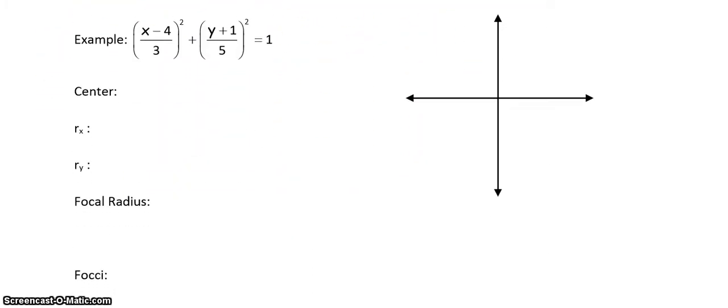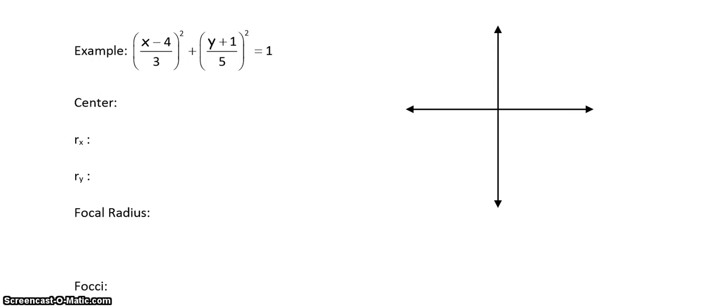Alright, so looking at example 1. This is my equation, and we want to fill in all the information and draw our graph. So the center is opposite h, opposite k. That's why in our equation it's minus and minus. So my center is positive 4, negative 1. The radius of my x is always the denominator with my x, so 3. The radius of my y is always the denominator with my y, so 5.